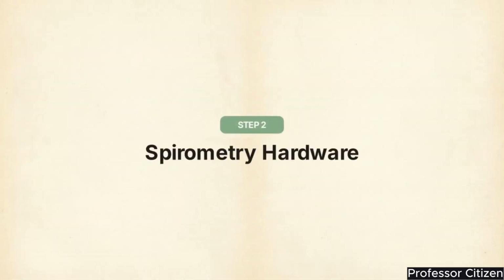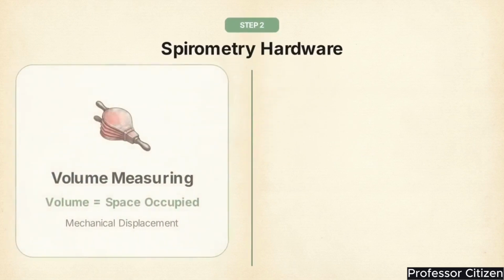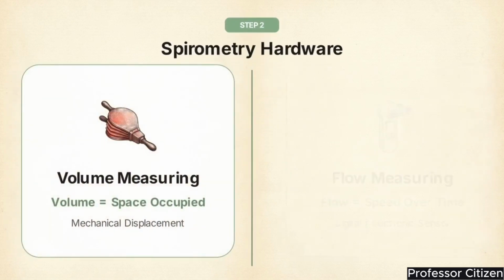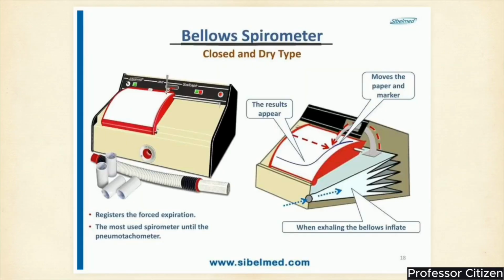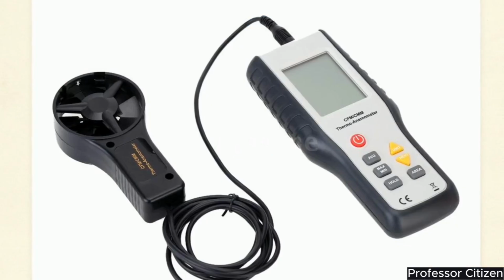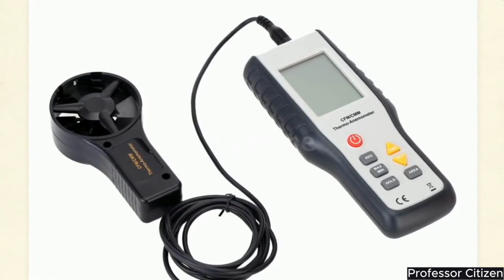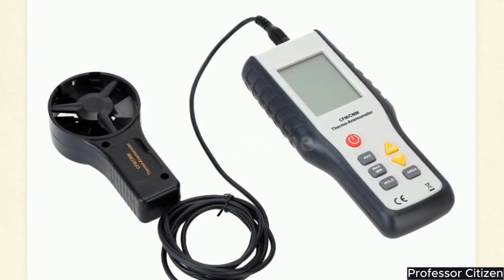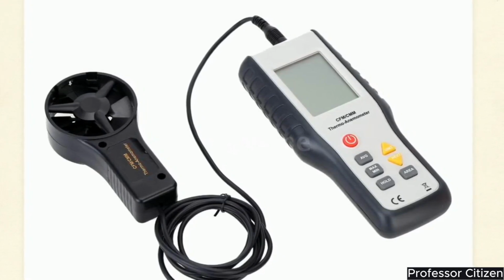Step 2 is selecting the hardware. Spirometers fall into 2 distinct functional categories: primary volume measuring devices and primary flow measuring devices. This diagram shows a bellows spirometer, a classic primary volume measuring device. It physically captures and displaces the exhaled air to register the volume. This image displays a thermoanemometer. It belongs to the primary flow category, meaning it uses an external sensor to measure the speed of the air moving through it, then calculates the total volume mathematically.